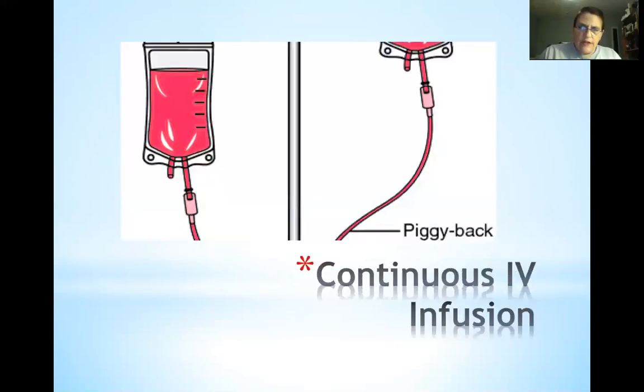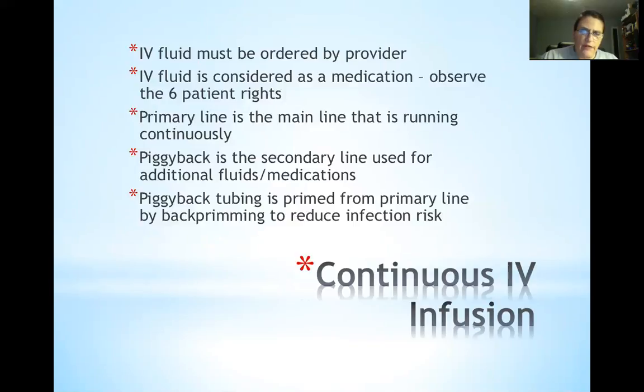When we talk about continuous IV infusions, we talk about why we have them. And first, you need to know that this has to be ordered by a provider, and a provider needs to give you a complete order. So a provider, physician, or clinician that is licensed to put an order in. Because this has to be ordered, you have to treat it as if it's a medication. So you have to observe the 6 patient rights, make sure it's the right patient.